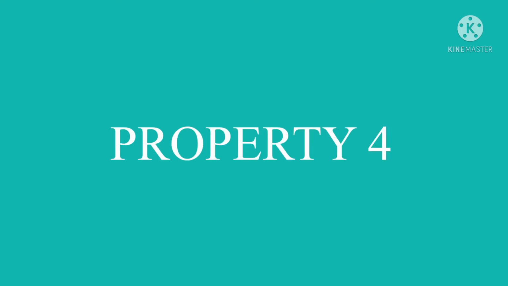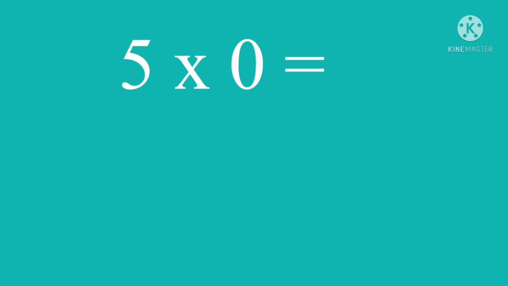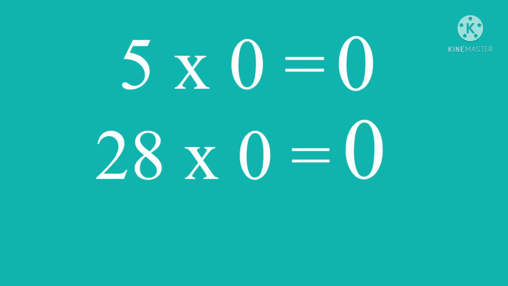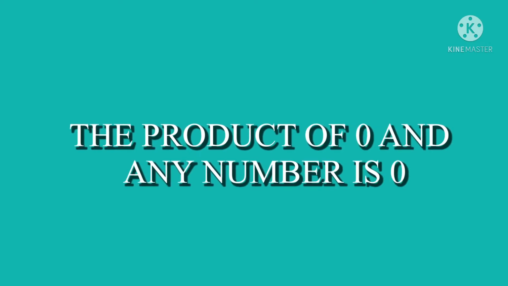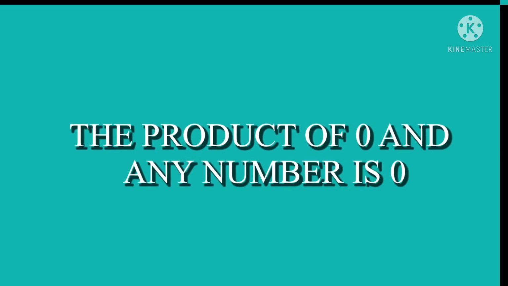Next, property 4. Children, can you tell me what is 5 into 0? Yes, it is equal to 0, isn't it? What about 28 into 0? Yes, that also is equal to 0. So we can say that when you multiply a number with 0, the product is always 0. So, the fourth property states that the product of 0 and any number is always 0.